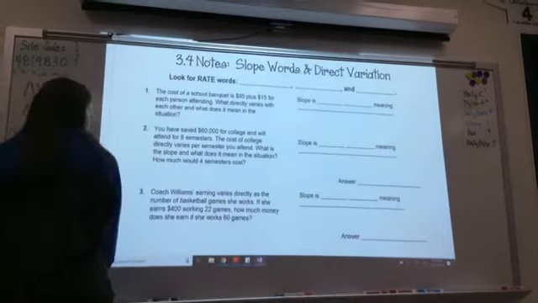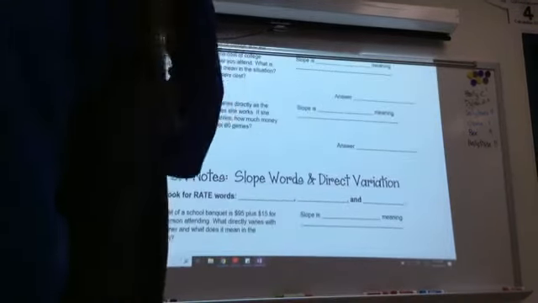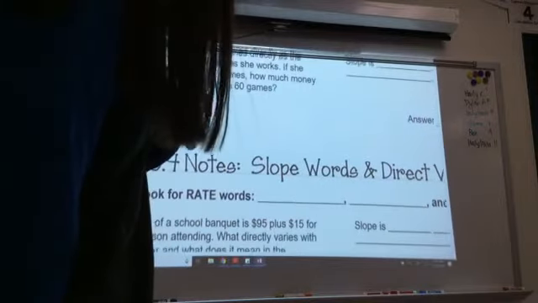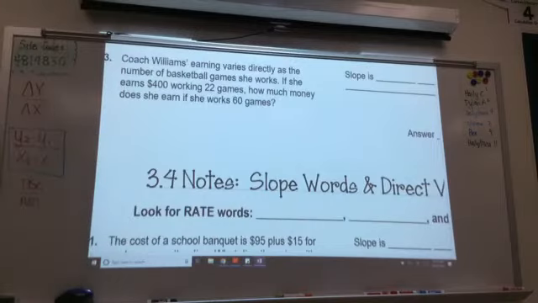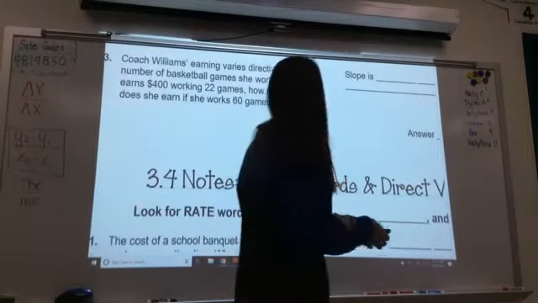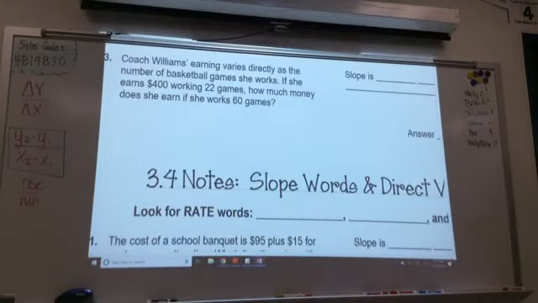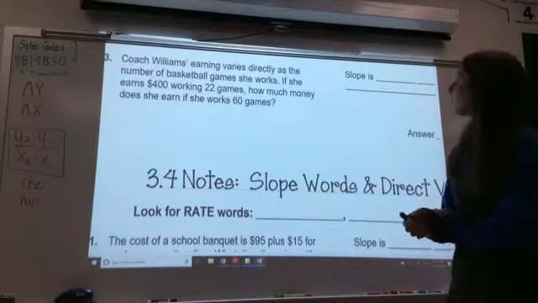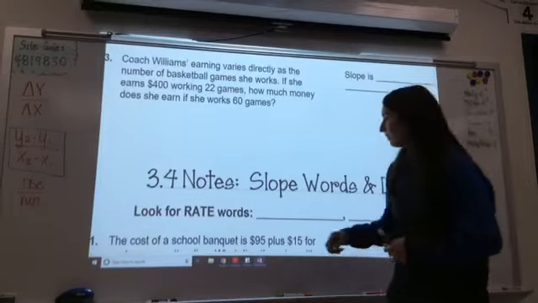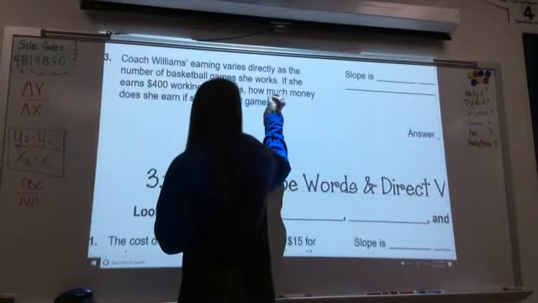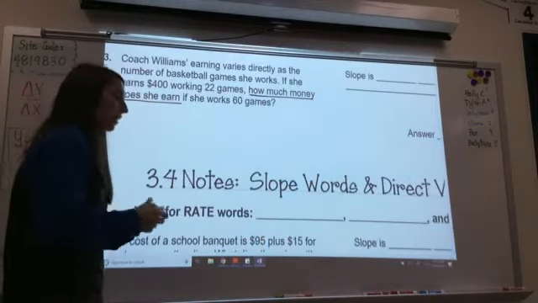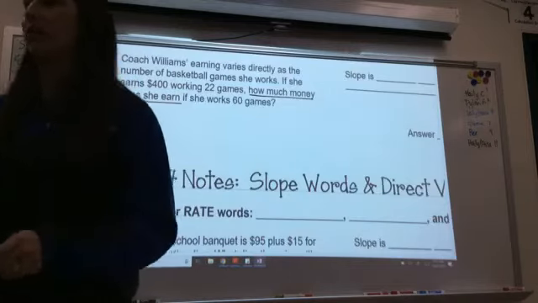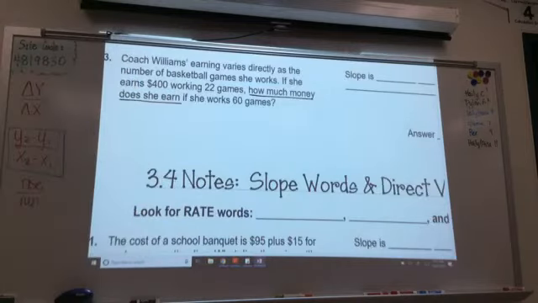So, y'all walk me through number 3. Coach Williams' earning varies directly as the number of basketball games she works. If she earns $400 working 22 games, how much money would she make if she worked 60? First and foremost, it's asking me to find what? How much money she earned? Now, can I figure that out if I don't start with something else? No. I got to start with the math they gave me, right?